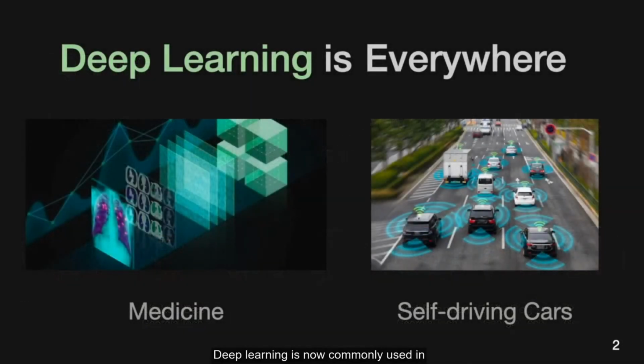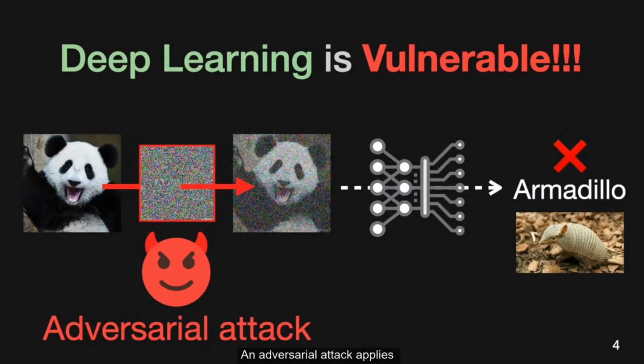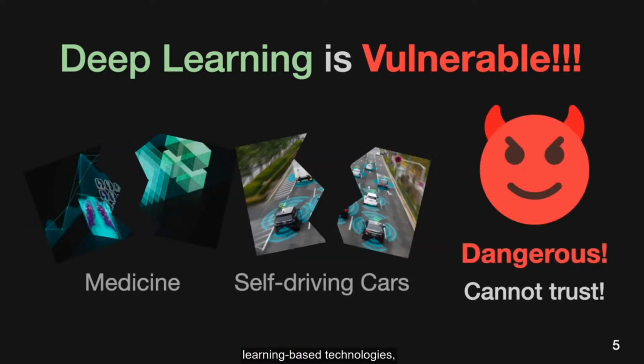Deep learning is now commonly used in many domains. For example, in the medical field, deep learning models can estimate the treatment effects on patients. On the road, we can see self-driving cars using computer vision technologies. However, deep learning models are vulnerable to adversarial attacks. An adversarial attack applies carefully crafted perturbations to data inputs and fools a model into making incorrect predictions. Adversarial attacks jeopardize many deep learning-based technologies, especially in security and safety-critical applications, such as data-driven healthcare and self-driving cars.